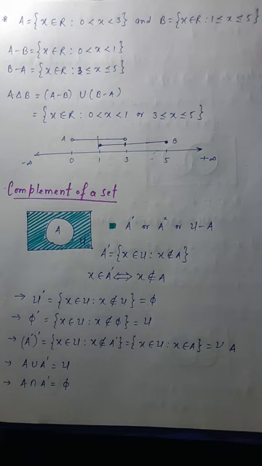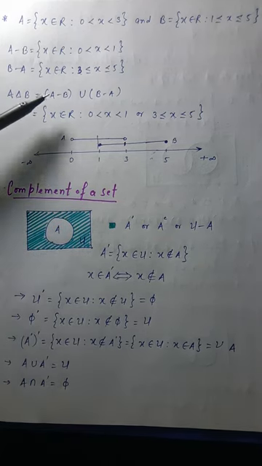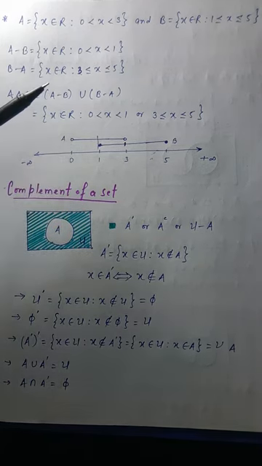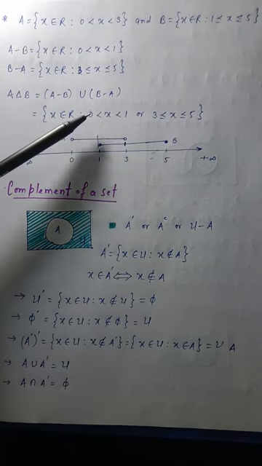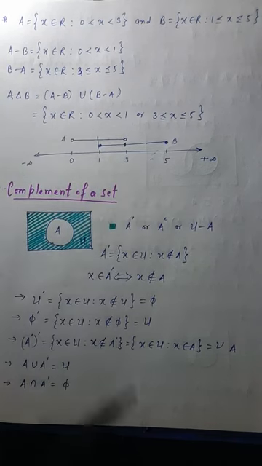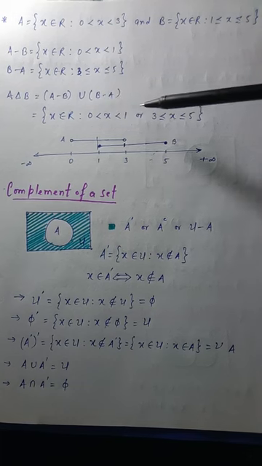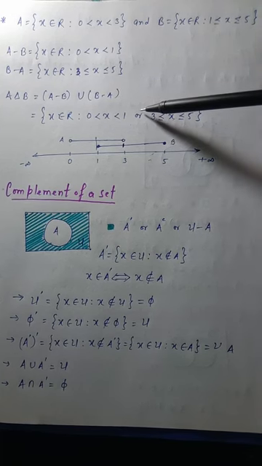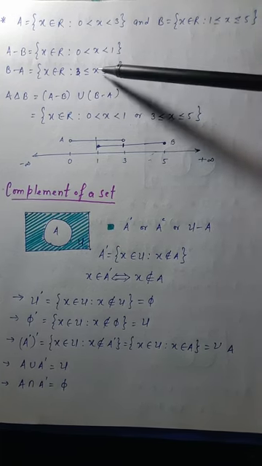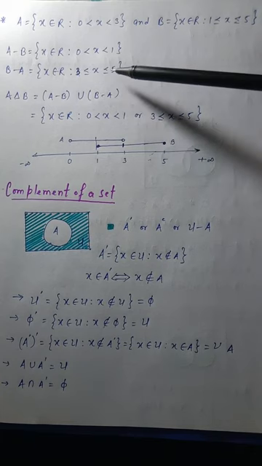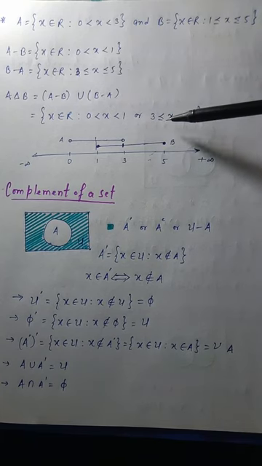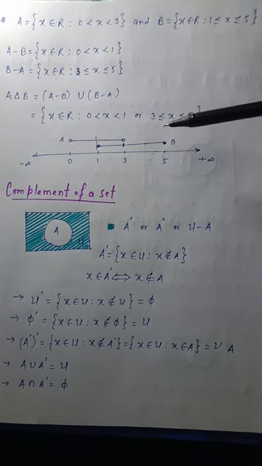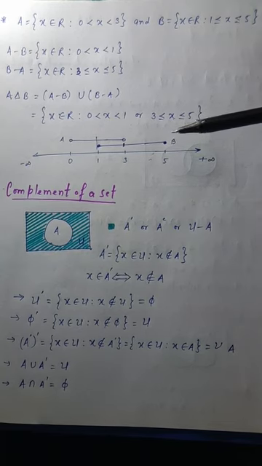So what is A delta B? A delta B means A minus B union B minus A. So we can write that x belongs to R and x is between 0 and 1. Since we are taking union, we will write or, don't write and. And this B minus A is x greater than or equal to 3 and less than or equal to 5. I hope it is clear. So this number line actually sometimes makes the question very easy.